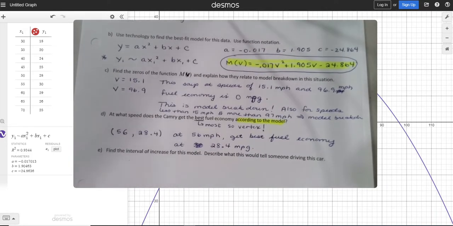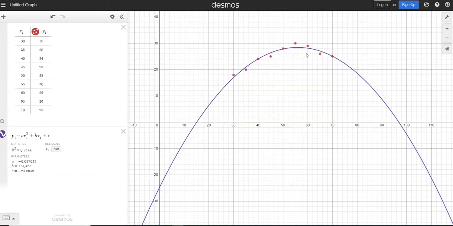All right, and then finally we wanted to find the interval of increase for this model and describe what this would tell someone driving the car. So again, we turn off the points and just look at the model. There's our maximum. This model is increasing until we get to the maximum. So it's increasing for inputs or V values less than about 56.